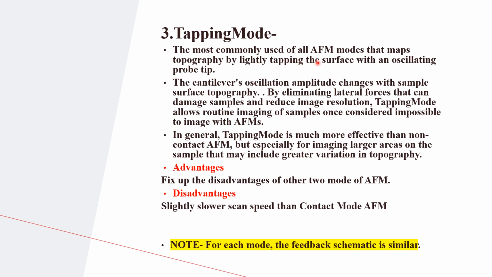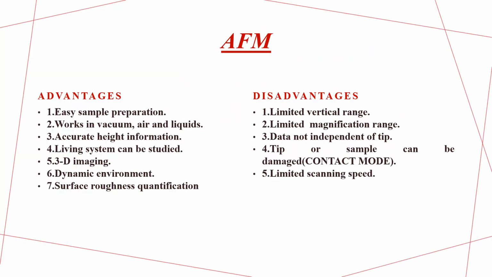Tapping mode is the most commonly used, by lightly tapping on the surface with an oscillating probe tip, and the cantilever oscillation amplitude changes with sample surface topography. It eliminates the disadvantages we get from contact or non-contact mode, and it is used for imaging larger areas. The advantage is that it combines all the advantages, and the disadvantage is a slower scanning speed than the contact mode. For each mode, one important point to be noted is that the feedback mechanism is similar.